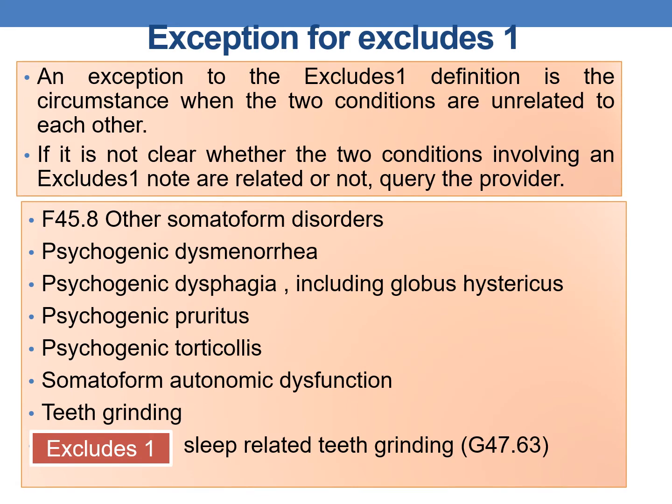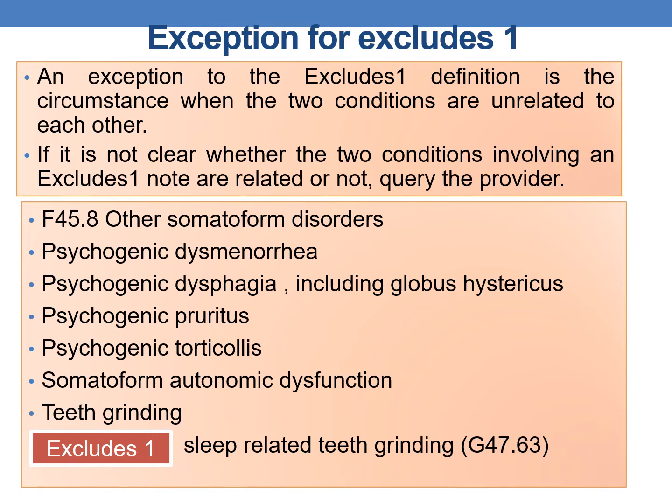Now coming to the exception for Excludes 1. An exception to the Excludes 1 definition is the circumstance when two conditions are unrelated to each other. If it is not clear whether the two conditions involving an Excludes 1 note are related or not, query the provider. Let us discuss one example, F48. F48 deals with other somatoform disorders, which include psychogenic dysmenorrhea, psychogenic dysphagia, psychogenic pruritus, psychogenic torticollis, somatoform autonomous dysfunction, and teeth grinding.